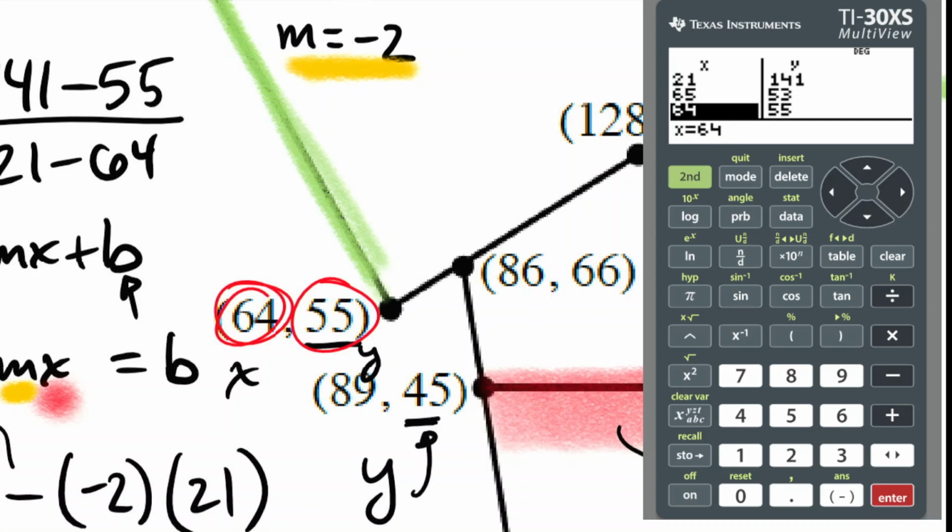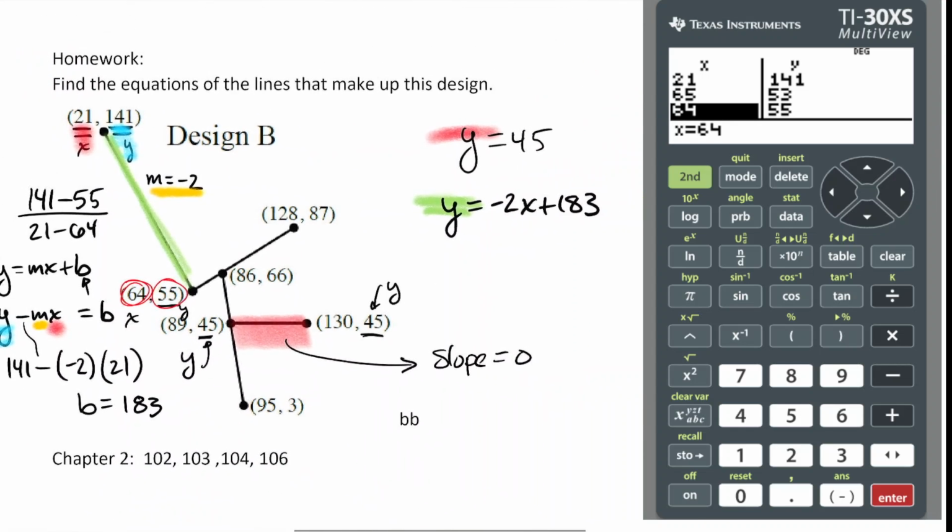So when I give this equation, y equals -2x plus 183, the number 64, it gives me 55. And when I give it 21, it gives me 141. So I'm confident that y equals -2x plus 183 is the equation of that line.